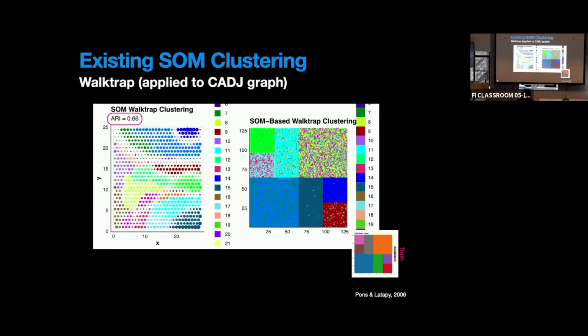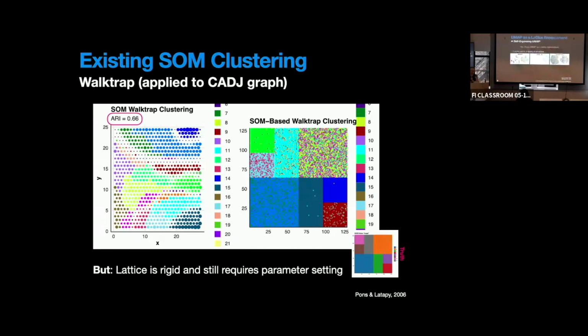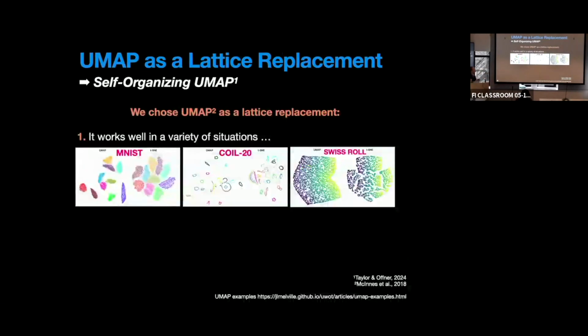But there's also another problem, which is that the lattice of self-organizing maps is rigid and still requires some parameter settings. Are you guys still following me? This is a really long rabbit hole of eventually getting to clustering. All right, so then we had this idea.